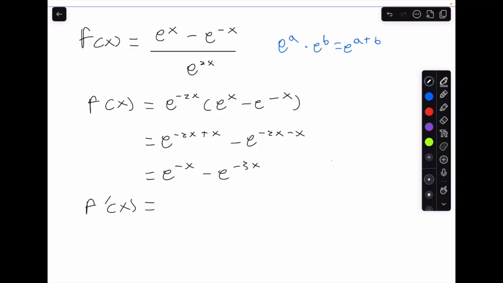We just get negative e to the negative x, and then minus a negative 3 times e to the negative 3x. Simplifying this even more, we have negative e to the negative x, minus and minus, so we get a plus 3e to the negative 3x.